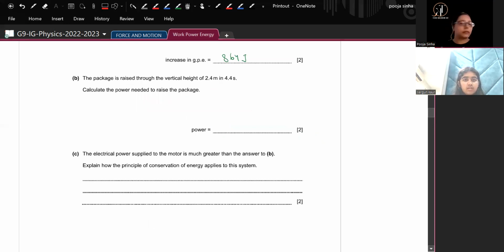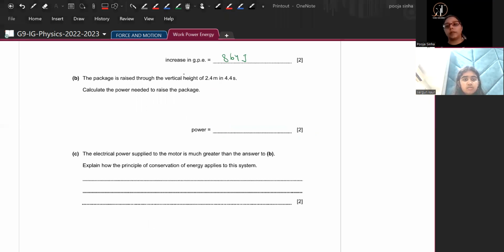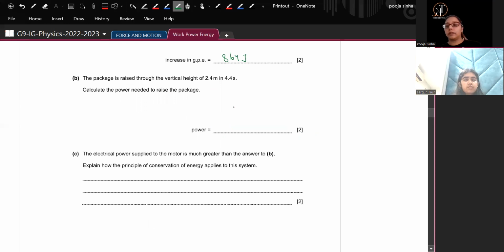So the package is raised through the vertical height of 2.4 meters in 4.4 seconds. Calculate the power needed to raise the package. Okay. Now, the formula for power? Work done upon time taken. Power is equal to work done upon time. Work done is not given in this question, so how can we find the work? Work will be equal to the energy we have.